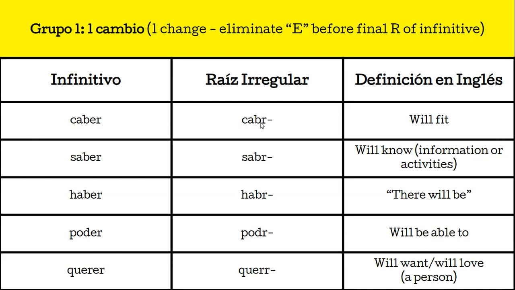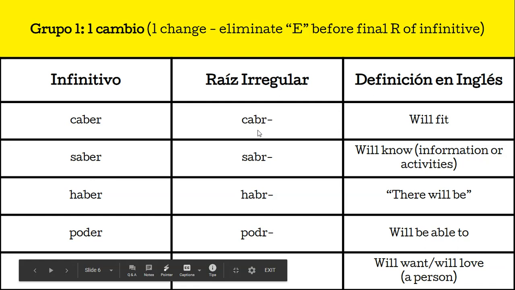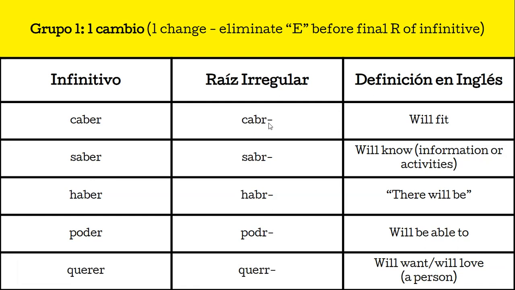Caber means to fit. Now, these are really hard to say if you don't have another vowel. So caber, but again, if you want to say it will fit, cabrá, or we will fit, cabremos, but you're dropping that E. Saber, which means to know. Saber, but again, easier to say when you add something. Sabré, I will know. Sabremos, we will know. Sabrán, they will know. And that will means they will know or something along those lines.